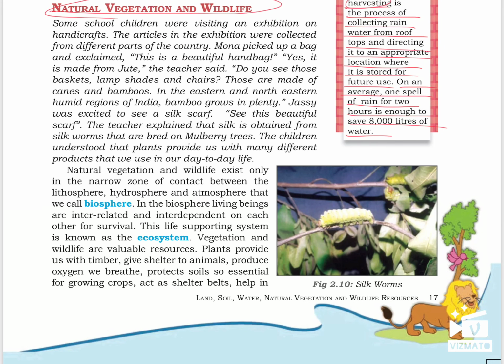Next, coming to natural vegetation and wildlife. Natural vegetation and wildlife exist only in the narrow zone of contact between lithosphere, hydrosphere and atmosphere that we call the biosphere. In the biosphere, living beings are interrelated and interdependent on each other for survival. This life supporting system is known as ecosystem.